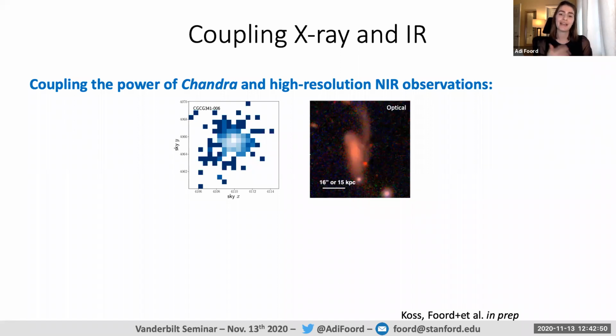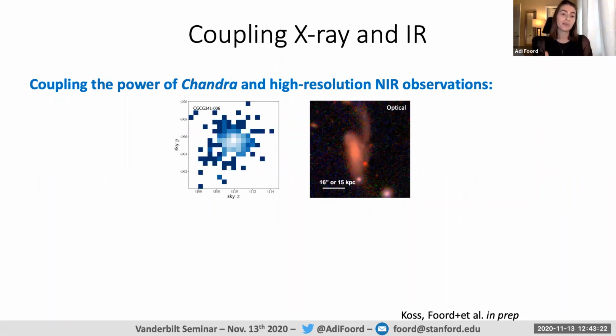I'm currently working on analyzing this sample of merging galaxies that both have Chandra observations as well as high-res IR imaging via the Keck telescope. This is a really large survey being led by Mike Koss. Here I'm showing an X-ray observation of one of the systems. It was flagged as being a possible merger due to this optical image that they had. You see this large tidal tail, which may signify that some type of merging has happened or is ongoing.